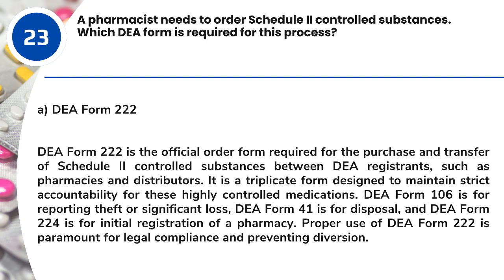DEA Form 222. DEA Form 222 is the official order form required for the purchase and transfer of Schedule II controlled substances between DEA registrants, such as pharmacies and distributors. It is a triplicate form designed to maintain strict accountability for these highly controlled medications. DEA Form 106 is for reporting theft or significant loss, DEA Form 41 is for disposal, and DEA Form 224 is for initial registration of a pharmacy. Proper use of DEA Form 222 is paramount for legal compliance and preventing diversion.